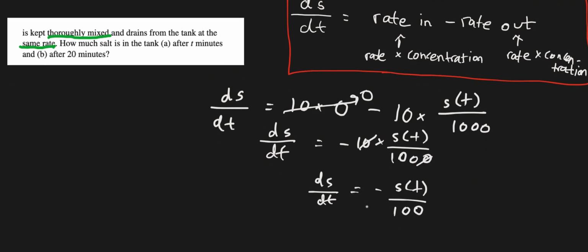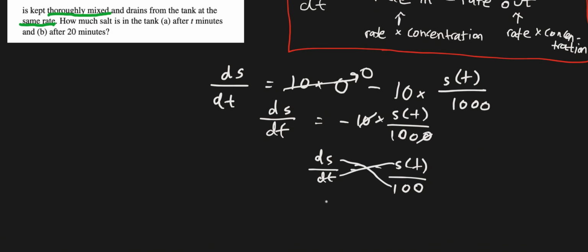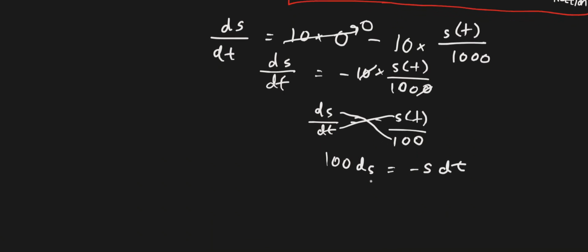Now what we have to do is get the s's together and the t's together. We only have one t, so we'll get the constant to the t side. What we'll do is just cross multiply for now. So this is just going to be 100 ds is equal to -S of t dt. We don't need to include S of t. We'll just say it's S instead of S of t, and then dt. It's the same thing, it's just more like a variable now. It looks cleaner with our calculations.